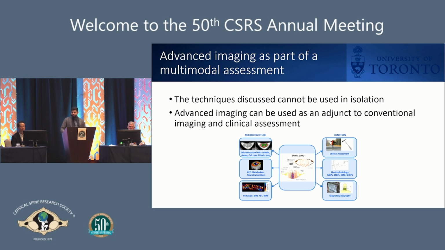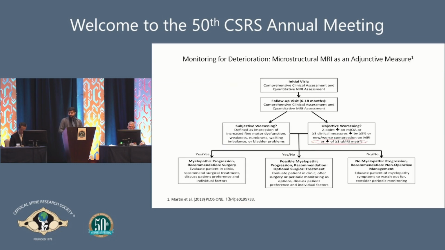It must be pointed out that all these modalities I just talked about cannot be used in isolation, and there's a need for the development of multimodal assessment, which uses these techniques as an adjunct to conventional MRIs and clinical assessment as a biomarker. Here's an example of what that looks like. This is a multimodal assessment approach that uses some of these quantitative MRI measurements as an adjunct to conventional MRI to identify patients who have a progression of myelopathy. This is based on Alan Martin's work at UC Davis.